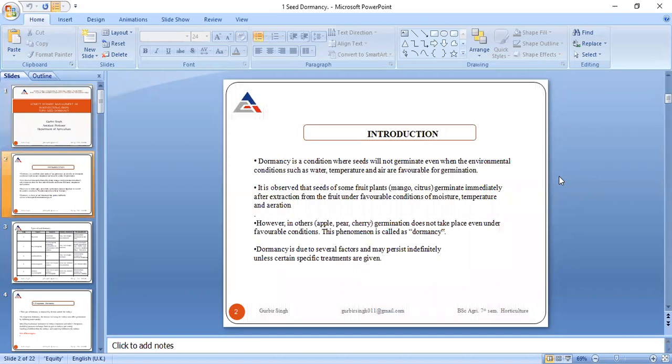Dormancy is a condition where seeds do not germinate even when the environmental conditions such as water, temperature, and air are favorable for germination.